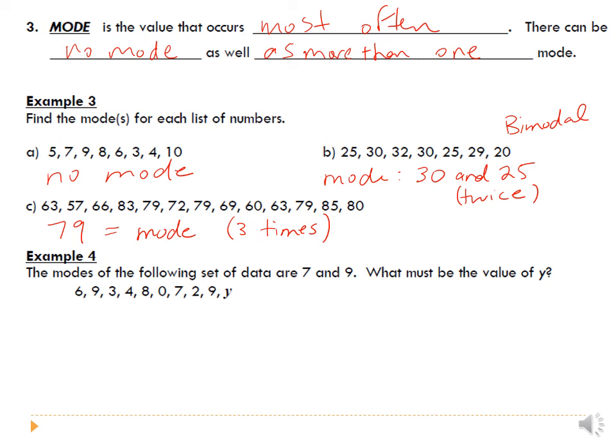And then number 4, you have a very simple challenge question. The modes of the following set of data are 7 and 9. What must the value of y be? So take a look at your number set. I've told you there's two modes, 7 and 9, and we know that 9 happens twice. So what does that mean y has to be? Hopefully you're thinking y is 7, because it had two modes. If 9 happens twice, 7 has to happen twice. So y equals 7.